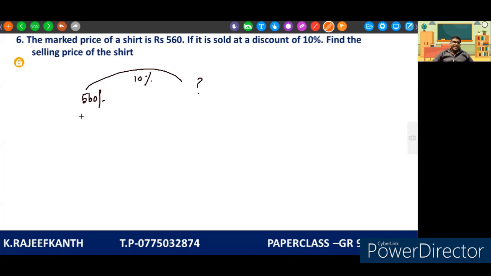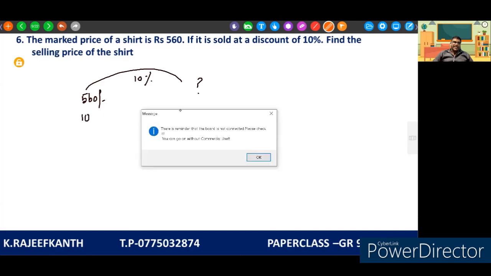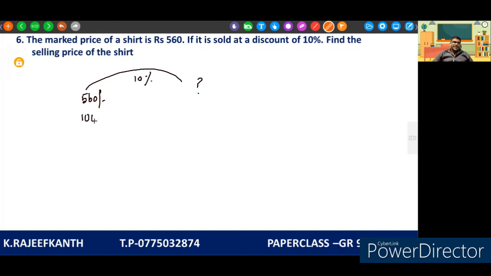Here, if the mark price is 100, then what will be the selling price? That is 90, because we are given a 10% discount. That means for 100 rupees, we will reduce 10 rupees. Then if the mark price is 100, then the selling price will be 90 rupees. No? Now here they have given the mark price. So how can we find the selling price?